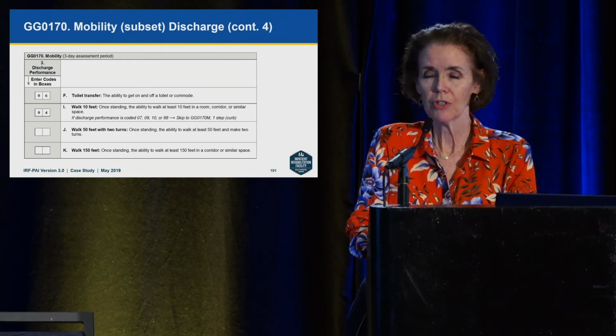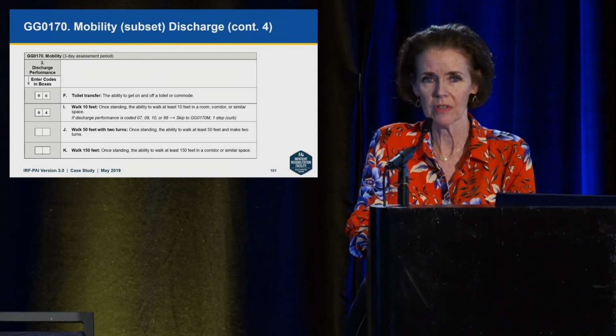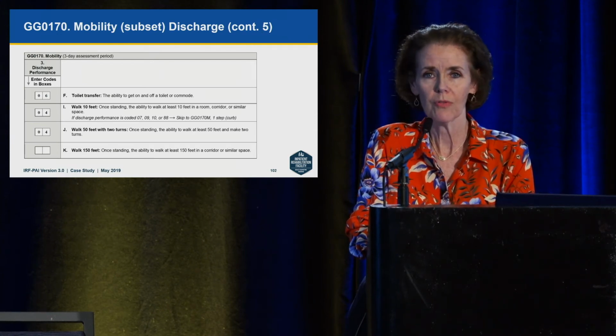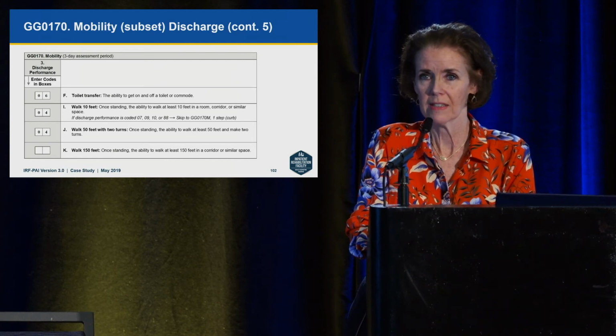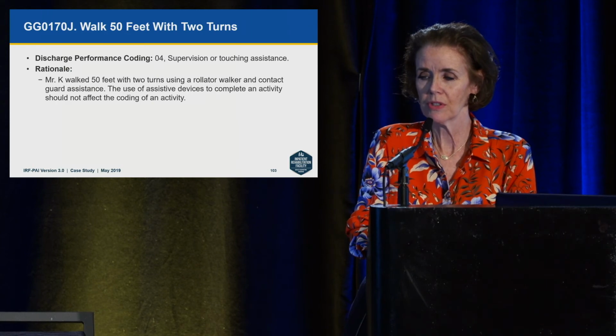50 feet with 2 turns, 1 standing, the ability to walk 50 feet and make those 2 turns. His discharge performance code should be 04. See, heads nodding, that's good. He walked 50 feet with 2 turns. He used that rollator walker and contact guard assistance. The use of the assistive device, again, should not affect the coding of the activity.